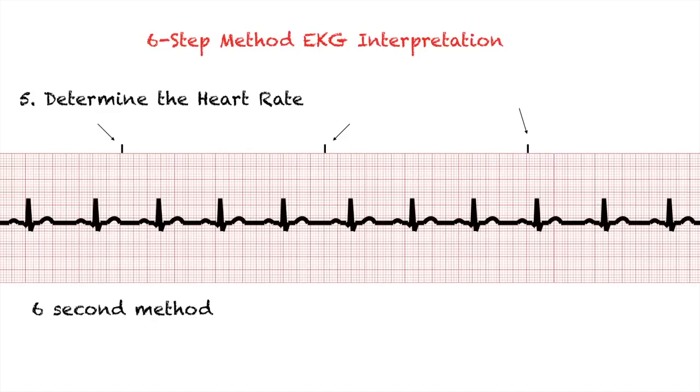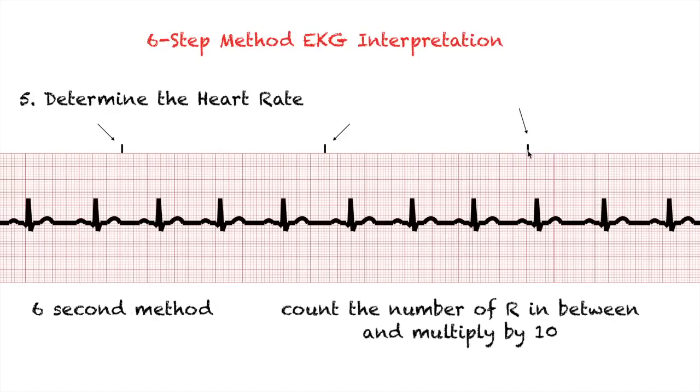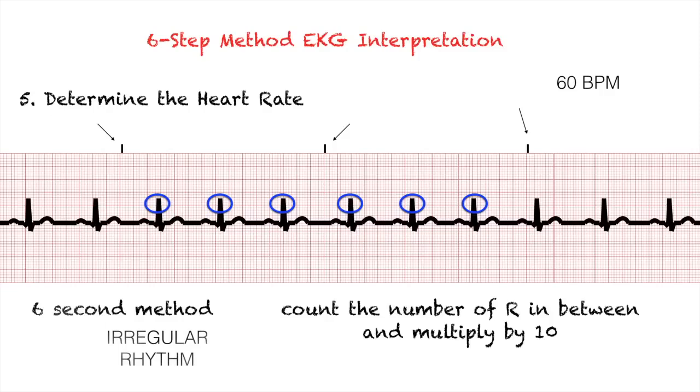And the way we do this is that we count the number of R's between these 3 lines right here and multiply them by 10. So for this strip, we have 1, 2, 3, 4, 5, 6, and multiply that by 10. That will give us a heart rate of 60 beats per minute. One thing to remember is that this method works best for irregular rhythms.